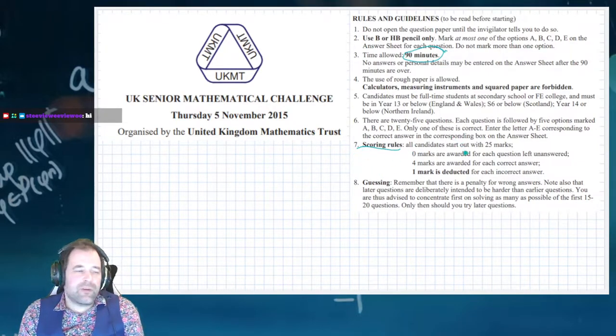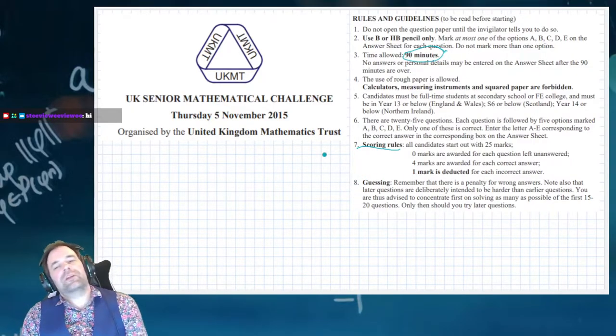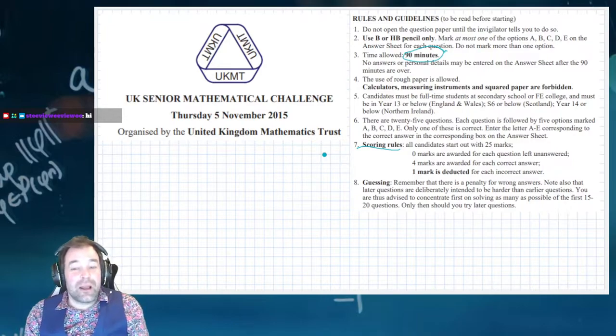We get 25 marks at the start of the competition. We get no marks if we don't answer a question, that's fine. We get 4 marks if we get it right, and we lose a mark if we get it wrong. So we're not going to guess. Realistically, only if you can narrow it down definitely to between two options is it worth guessing, in my opinion, because they're very good at giving you good wrong answers as we go.